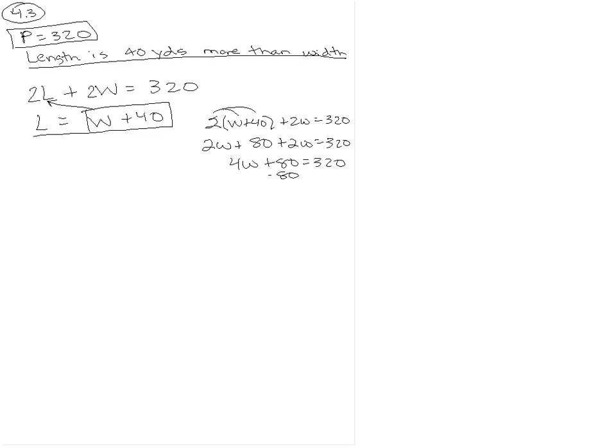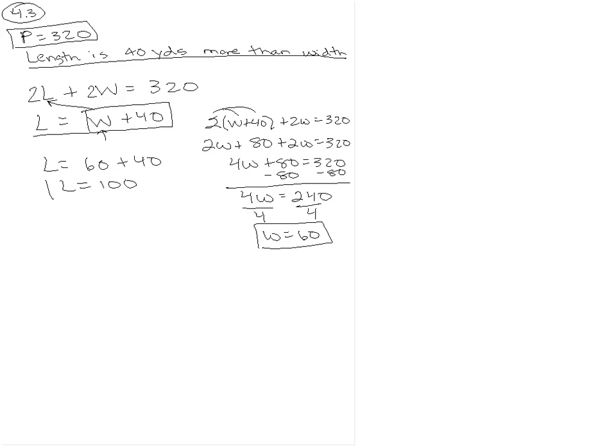Subtract the 80. 4W equals 240. Divide by 4. And W is 60. Our width is 60. Now we go back here. Our length is whatever our width is plus 40. So our length is 100. So there are your answers. System of equations with word problems. Application. Okay?